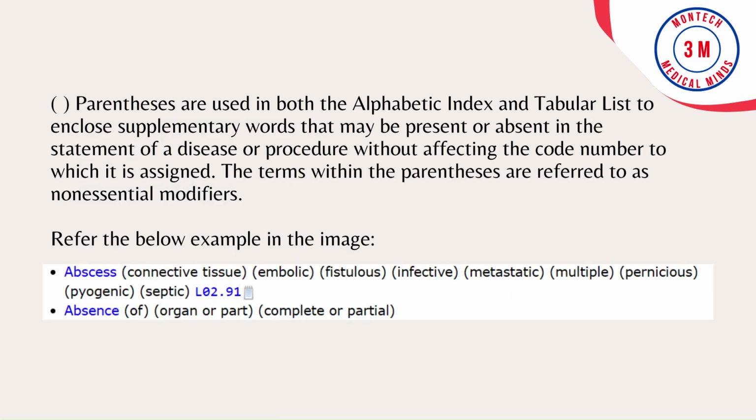Parentheses are used in both the alphabetic index and tabular list to enclose supplementary words that may be present or absent in the statement of a disease or procedure without affecting the code number to which it is assigned. The terms within the parentheses are referred to as nonessential modifiers. Refer to the below example in the image.